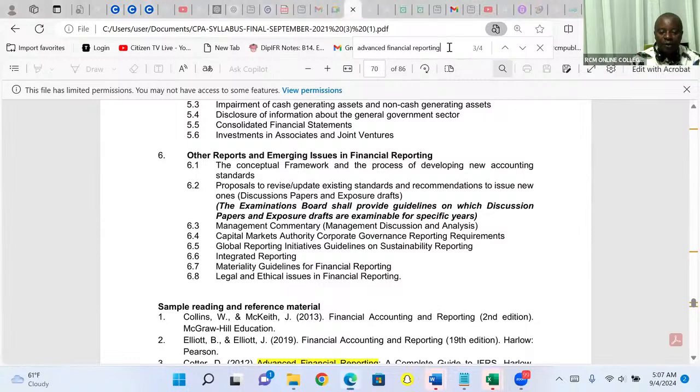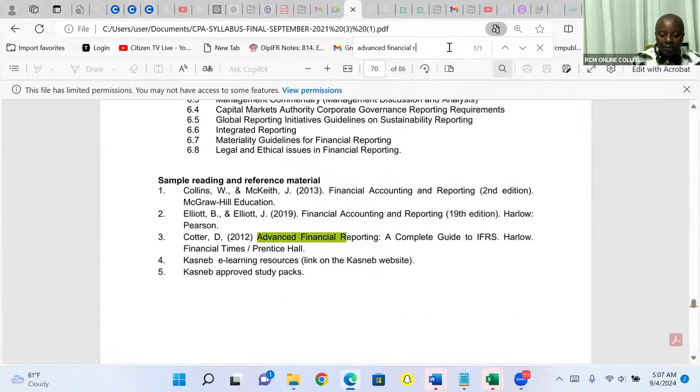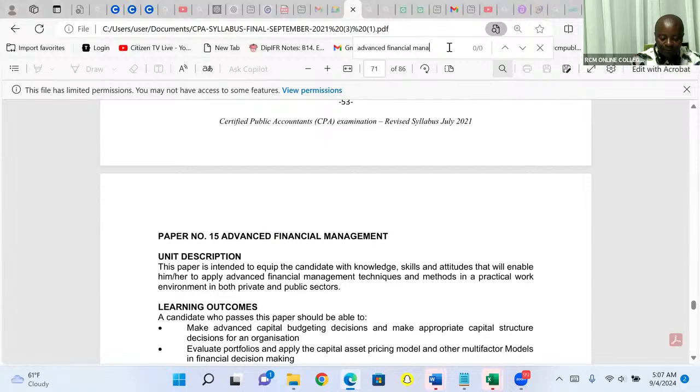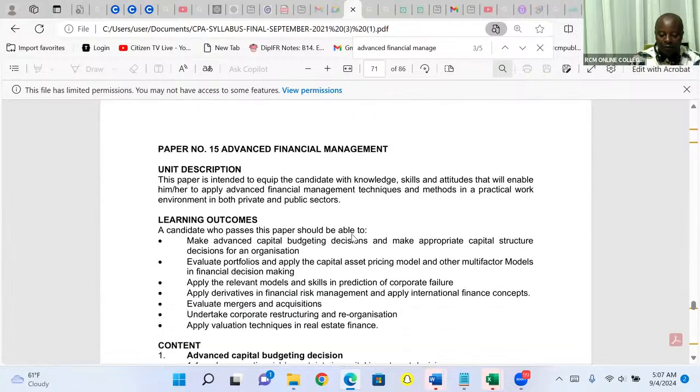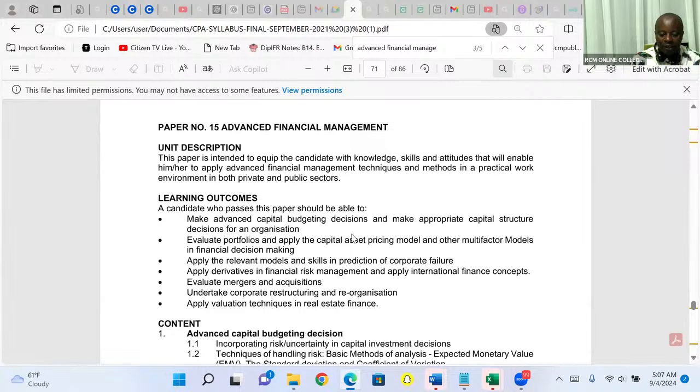So I'm looking for advanced financial management in the syllabus. I can see already it's here. It's on page number 54. Page number 54 of this syllabus.